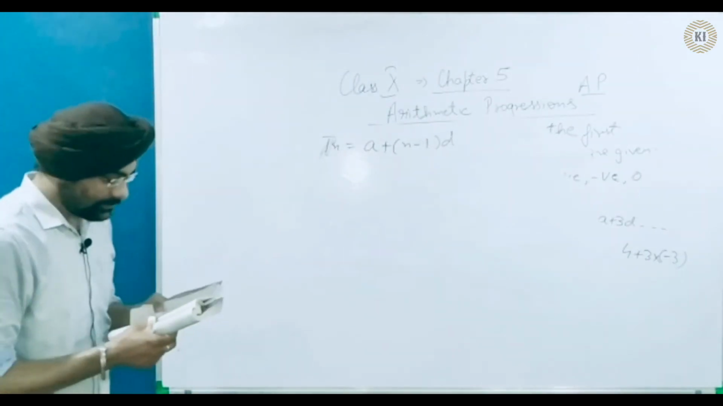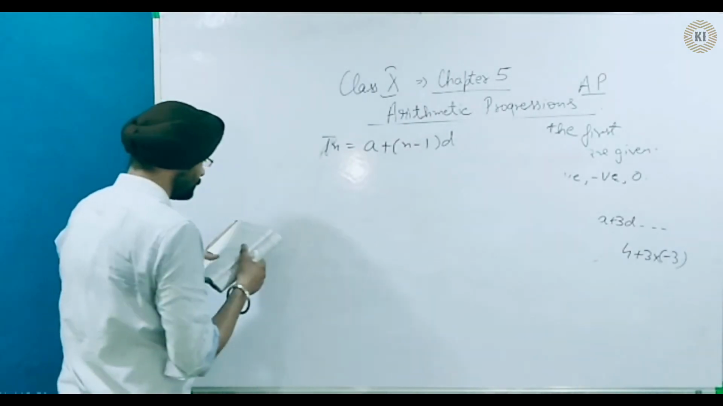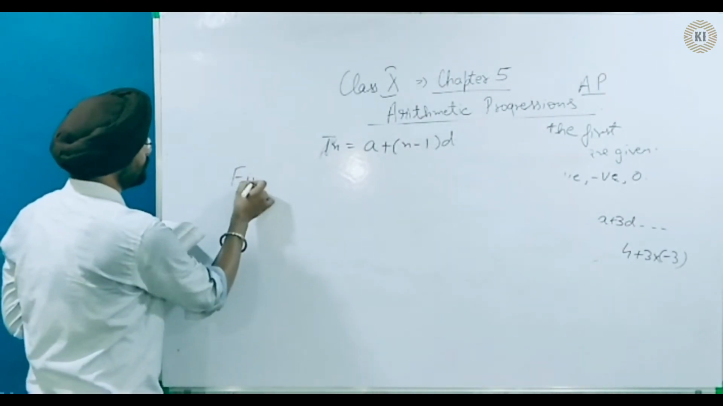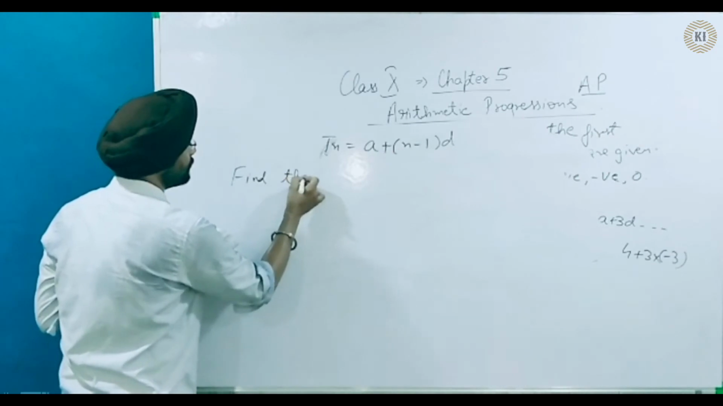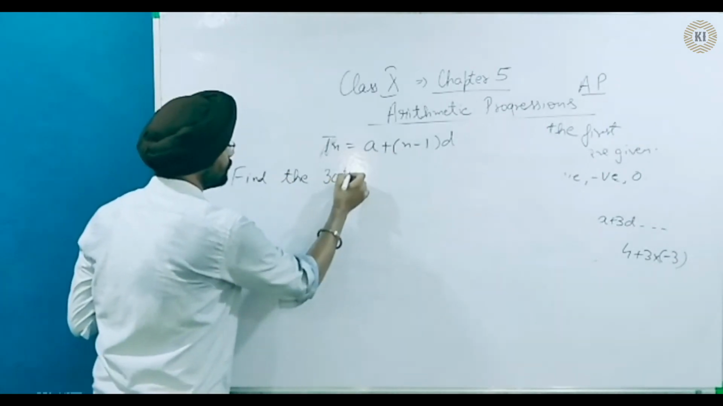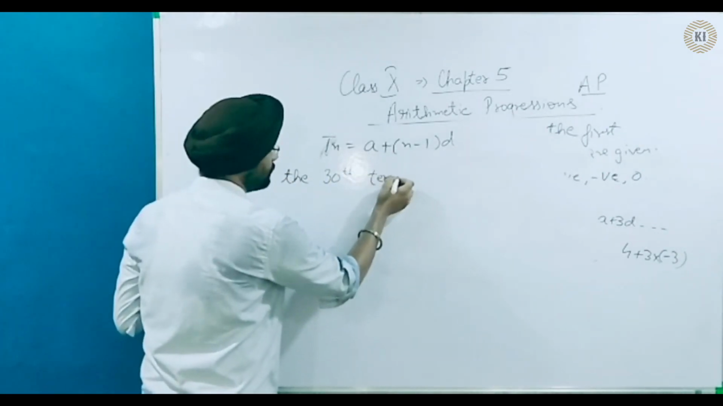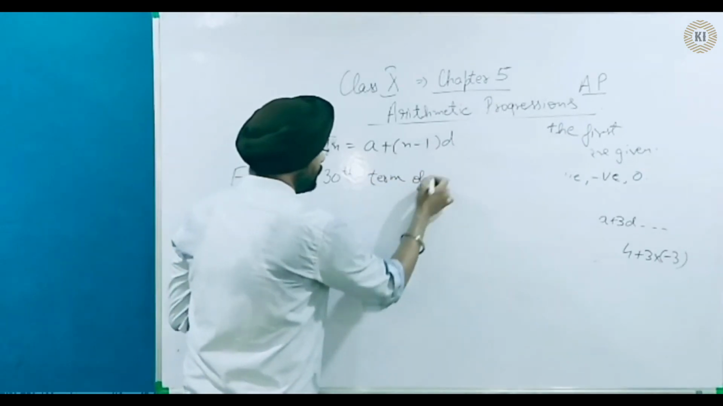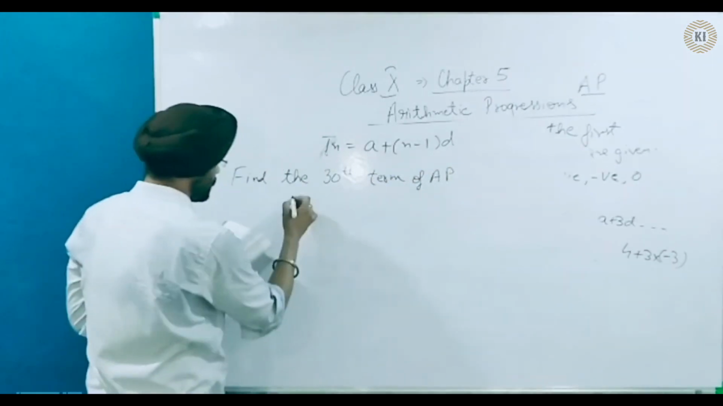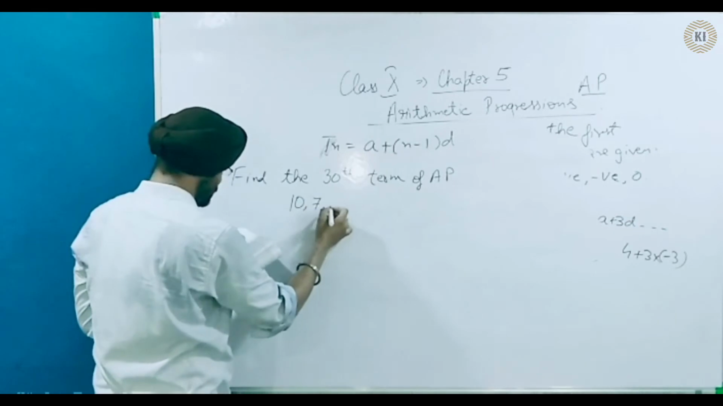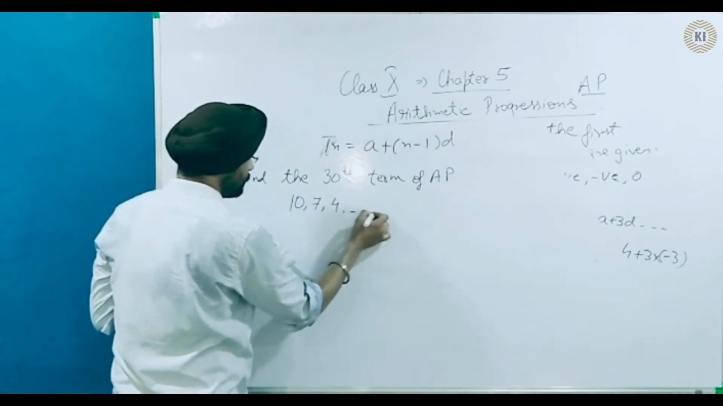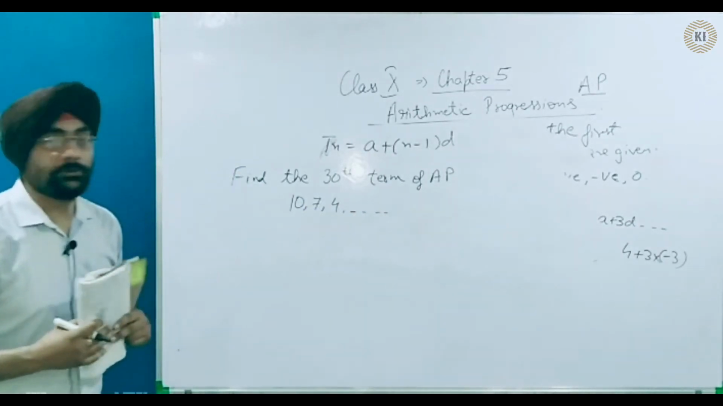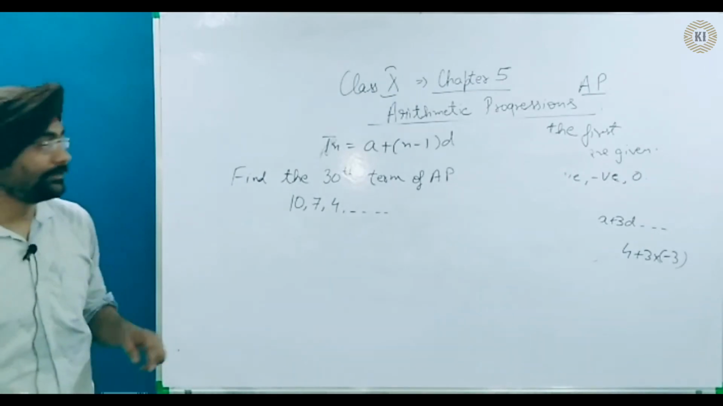See, the question is: find the 30th term of the AP 10, 7, 4. So in this question you have to calculate the 30th term of an AP. So you can see very carefully.